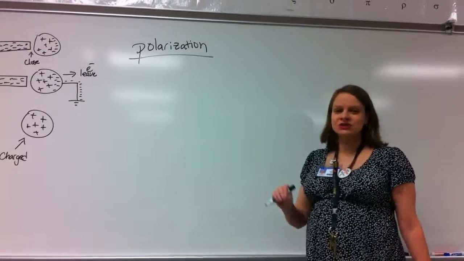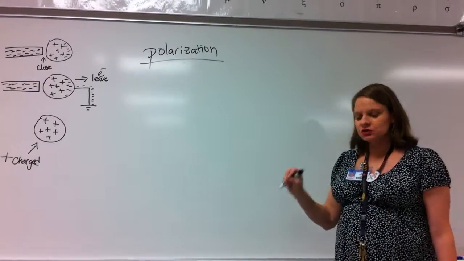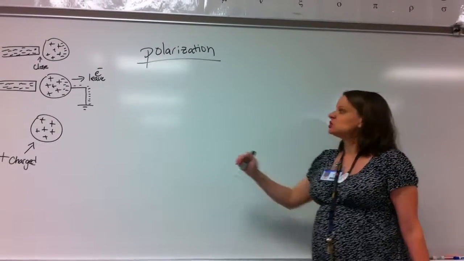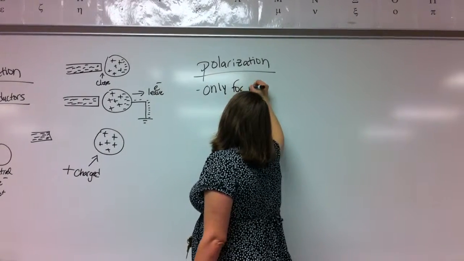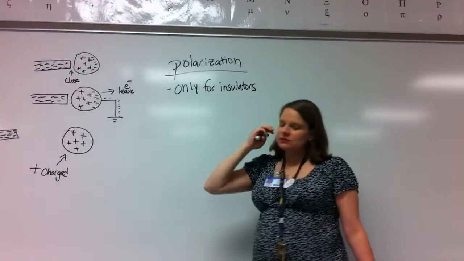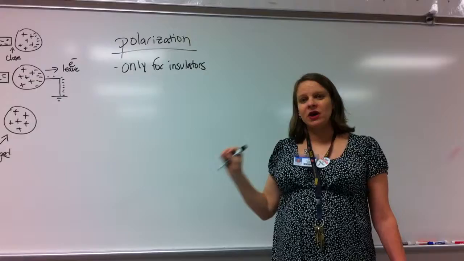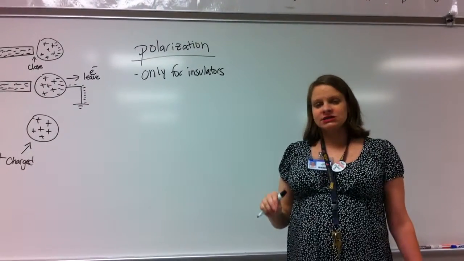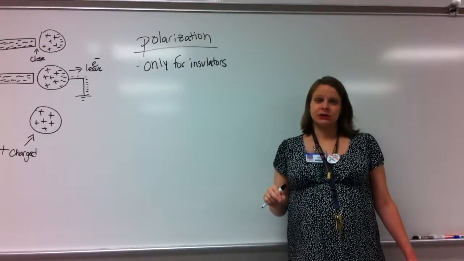Our last one, the last way that we're going to charge an object is through polarization. With induction, this one worked only for conductors. This one's going to be only for insulators. We can do something similar with conductors, but this specific way of charging works only for insulators because the electrons aren't free to move around as much with insulators.